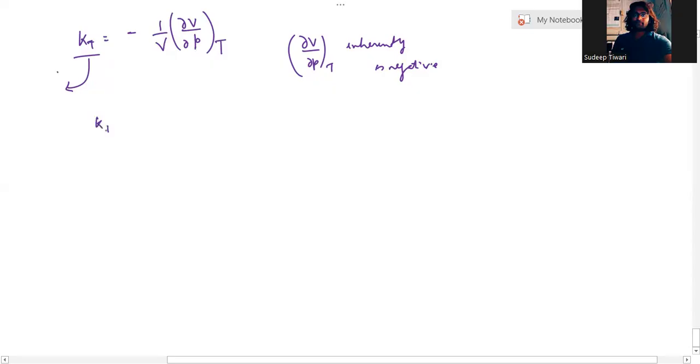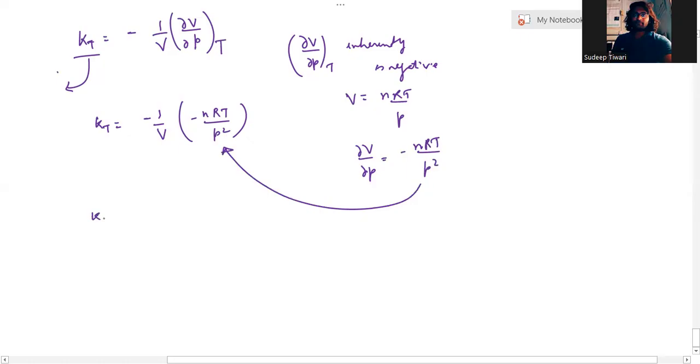Now, for an ideal gas, I can write minus 1 upon V. V can be written as nRT upon P, so del V upon del P is simply minus nRT upon P square. I can replace this here, and I'll simply get kappa T equal to 1 upon pressure. So the units will be the inverse of that of pressure, which is meter square per Newton. This is how the units of isothermal compressibility would be. I hope this is quite clear to you.